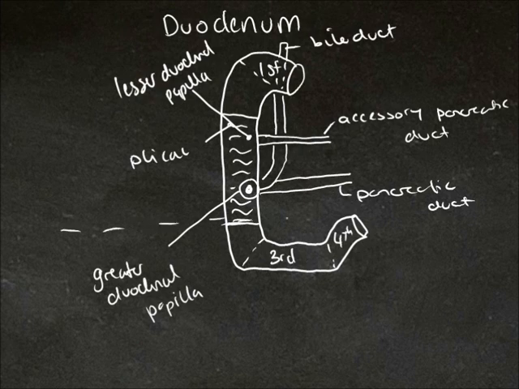Just below the greater duodenal papilla, there is an imaginary line where we divide the digestive system into foregut and midgut. So above this line is foregut, and below this line is midgut.